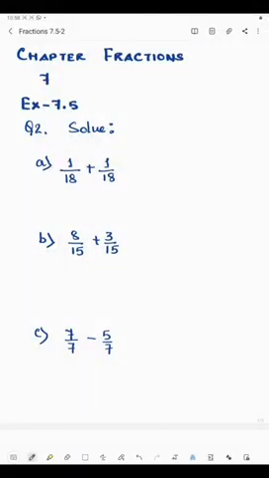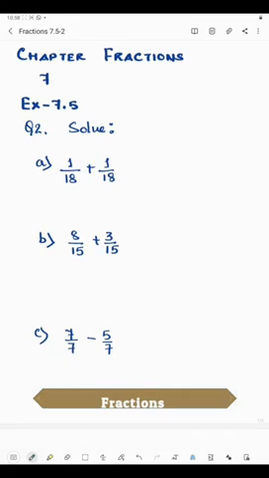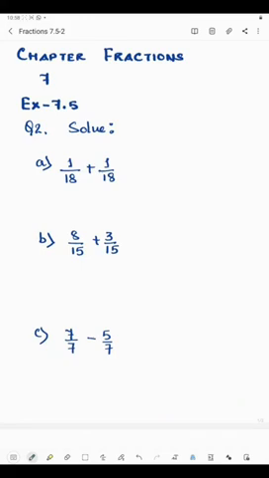Hello students, today I will be doing question number 2 of exercise 7.5. Now question number 2 says solve. We have addition and subtraction given, we will have to solve to get the answer. Now in the first part we have 1 by 18 plus 1 by 18.